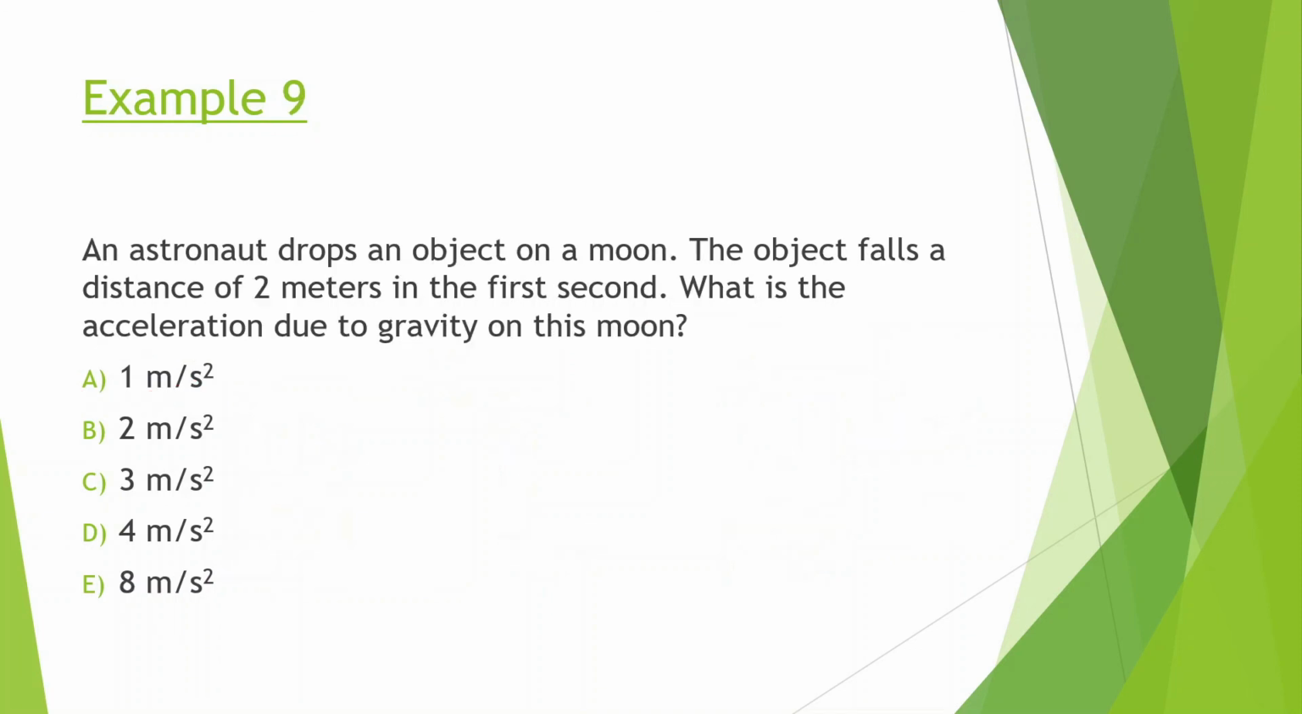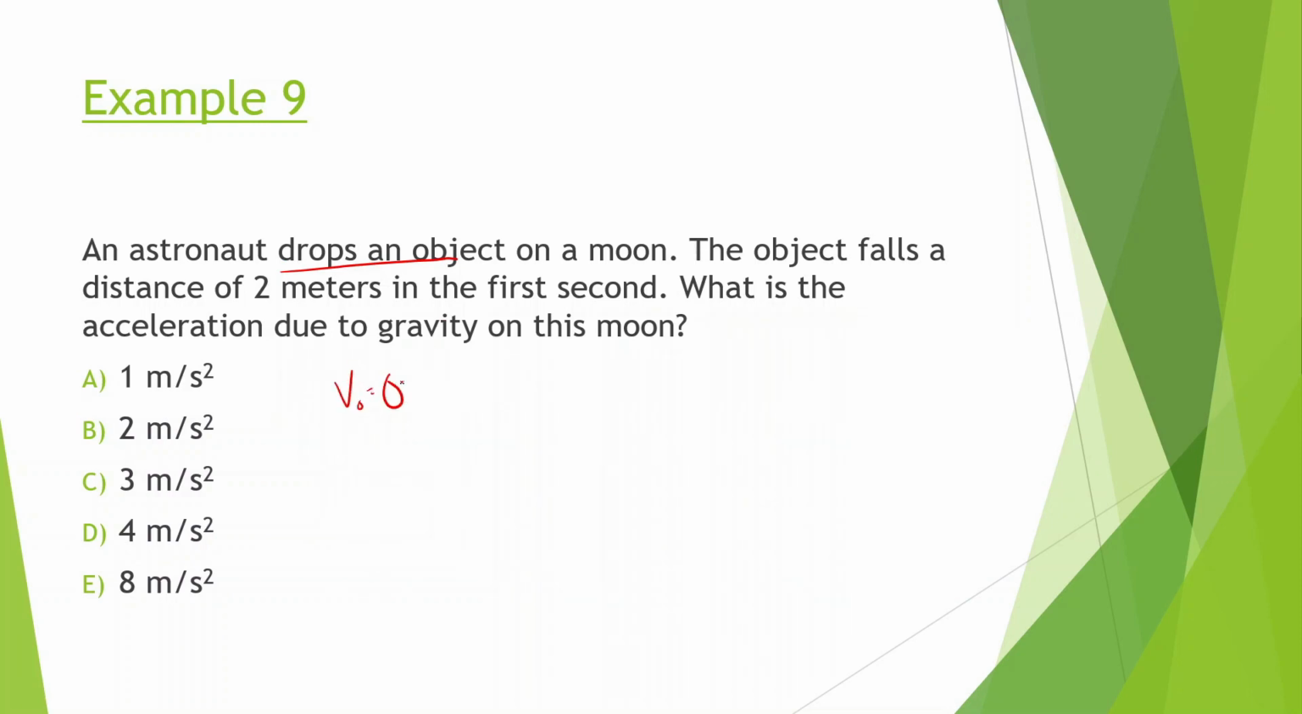An astronaut drops an object on the moon. The object falls a distance of 2 meters in the first second. What is the acceleration due to gravity on this moon? So hopefully you're able to do these kind of quickly. So an astronaut drops an object. That word "drops" should give you a hint.